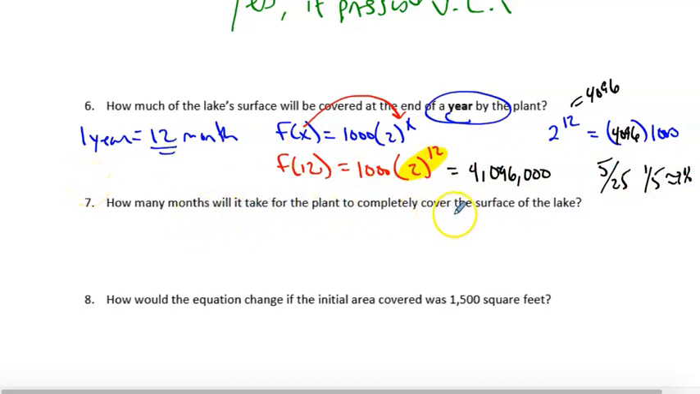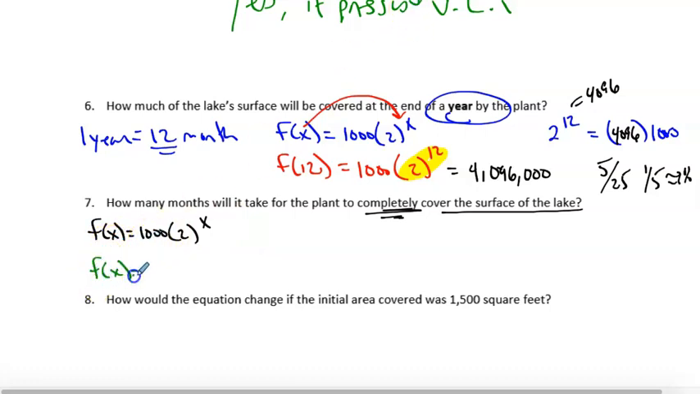How long will it take for it to completely cover the lake? Right now your equation is f of x equals 1,000 times 2 to the x power. This will tell you how much of the lake's surface area is covered after x months. Now I'm asking when the lake will be covered by 25 million square feet of this plant. So when will your y value equal 25 million?